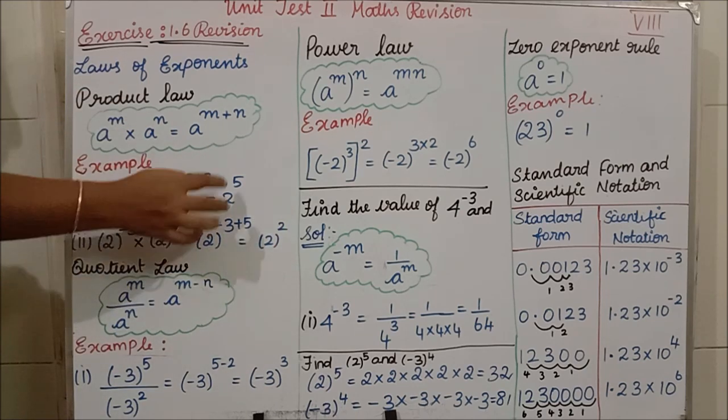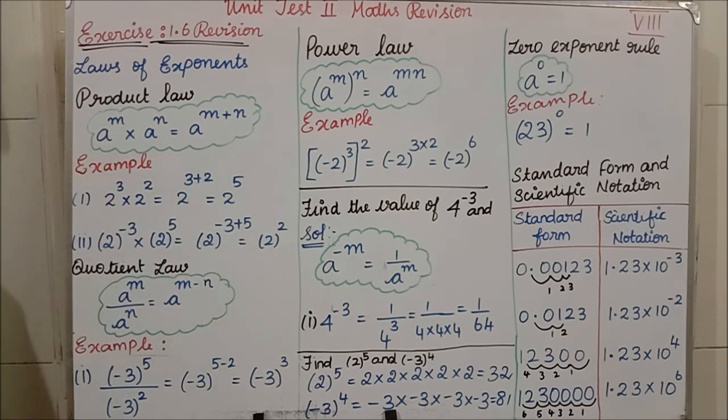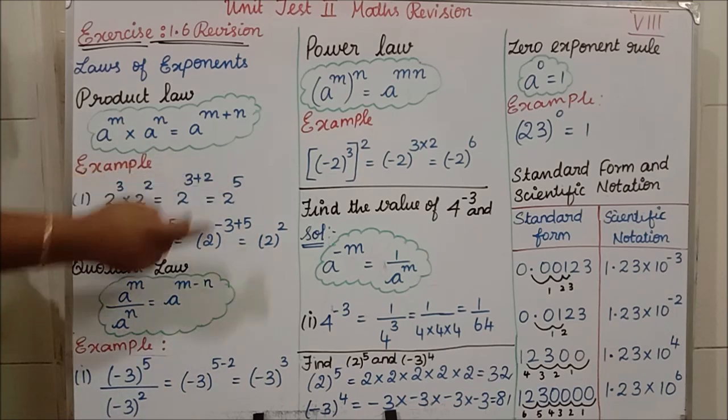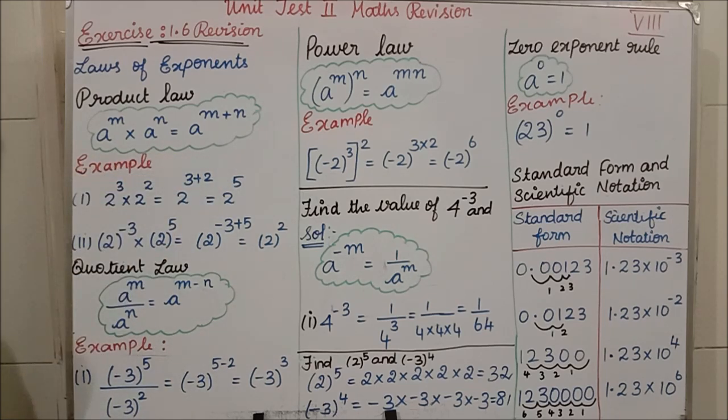After this, 2 power 5, you have to write the answer also. What is the 2 power 5 answer? How will you be writing? 2 into 2 into 2 into 2 into 2. You will write 2 five times and multiply. Here, students, all of you, the product rule.